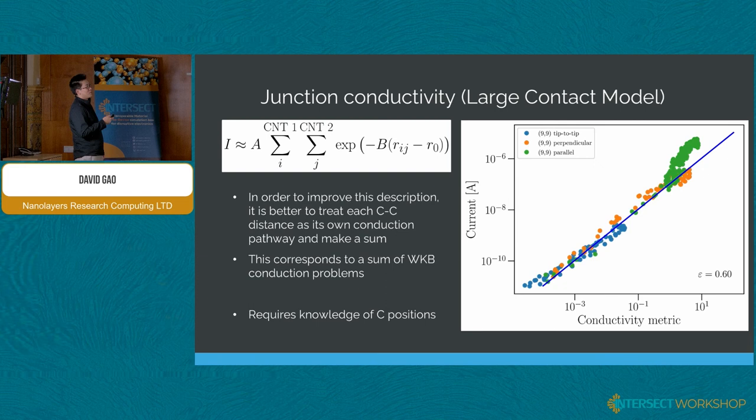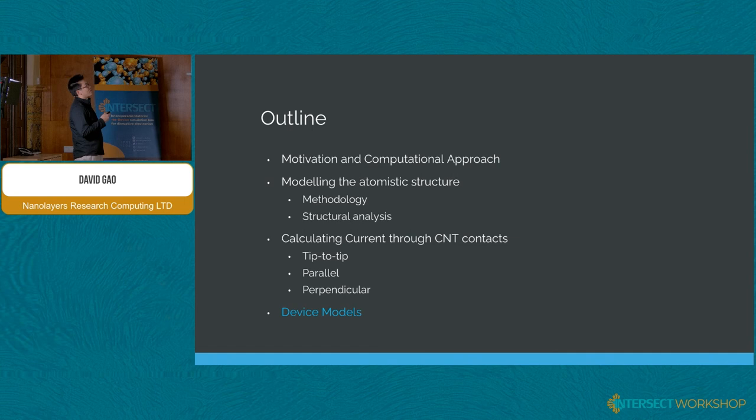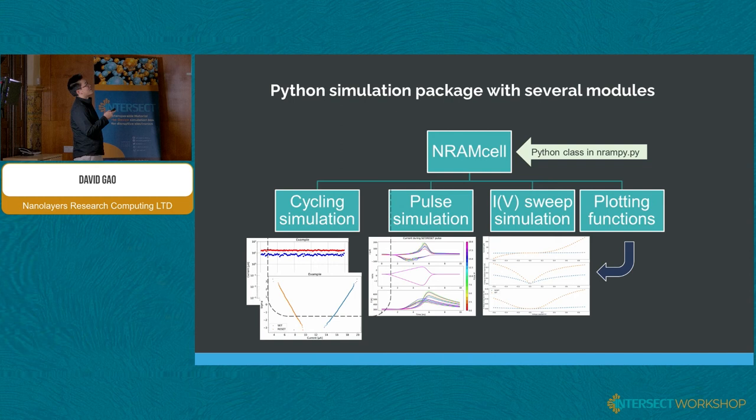Okay, so that was the second part. We can now calculate current through all the types of contacts we see in the material. We actually know what types of contacts are in the material. The idea is that we want to build a device model that is useful in starting to improve these NRAM cells. Working with Gennady at Aerospace, we've helped them build this NRAMPy code, which does cycling pulse and sweep simulations, and has a ton of plotting functions.